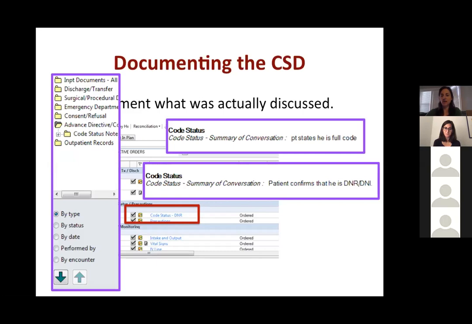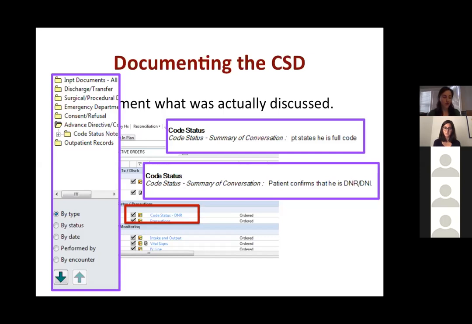So the point that I wanted to let you know is that these free text notes that you get to enter when you are writing admission orders are saved in a clinical notes section under advanced directives for code status notes. And you can put the information that you discuss in these notes or in your H&P or your progress notes, and maybe just use this free text box to say, please see admission H&P from XYZ date for further details.